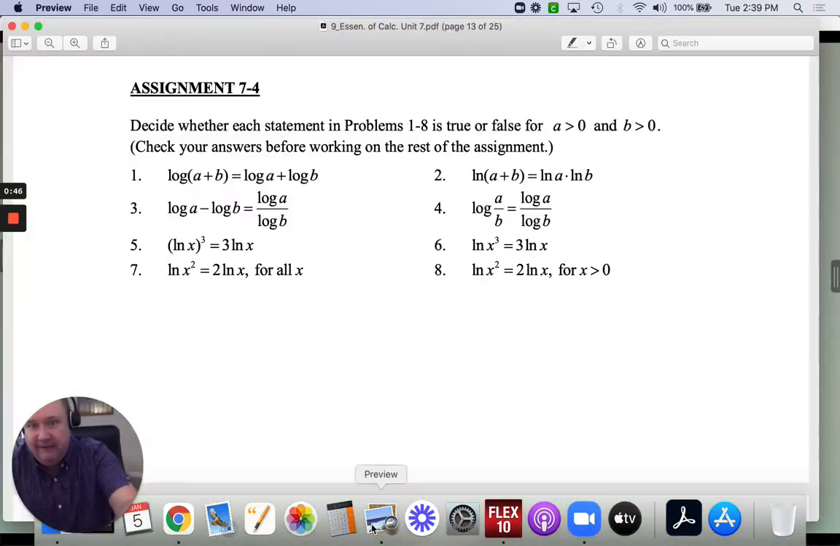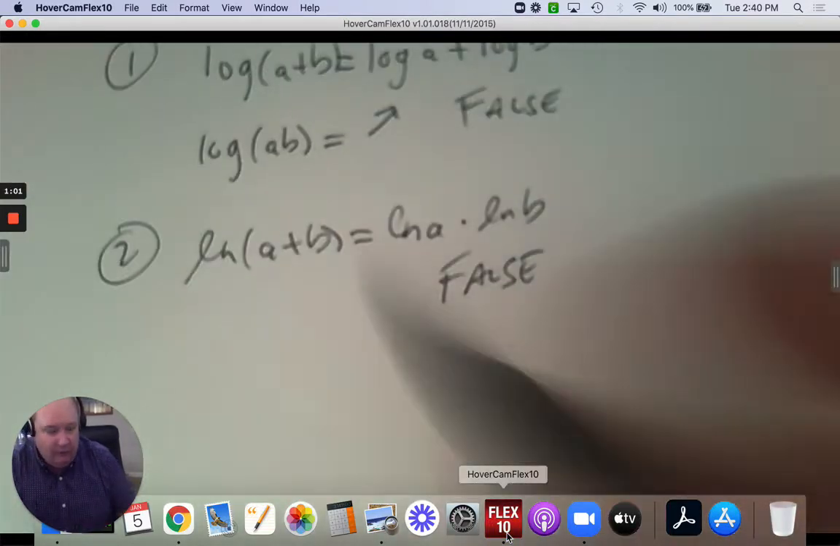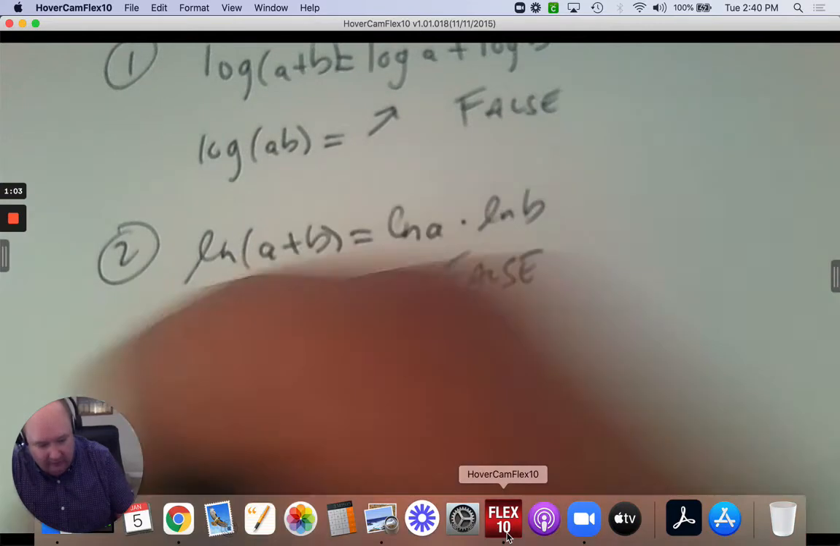Let's see again. Number two, ln(A + B) is equal to ln A times ln B. No, no, no. That is false. I'm not even going to correct it. So there is no property when you're adding inside a logarithm.